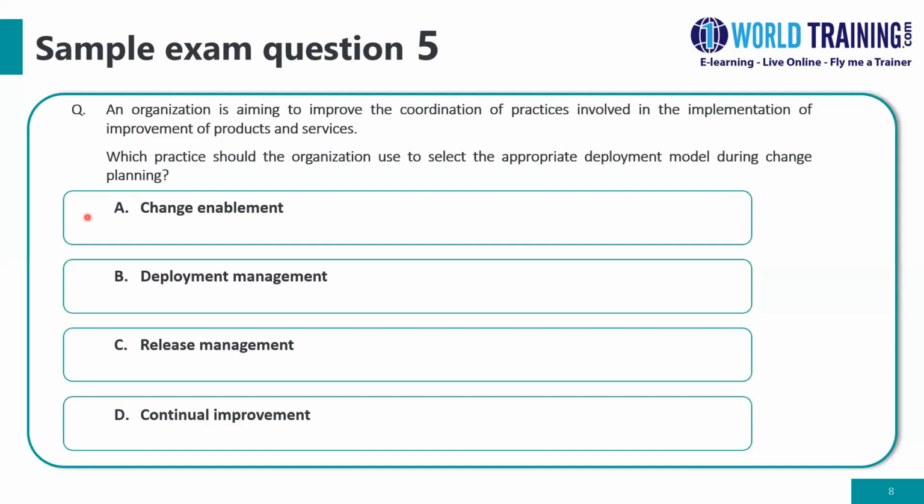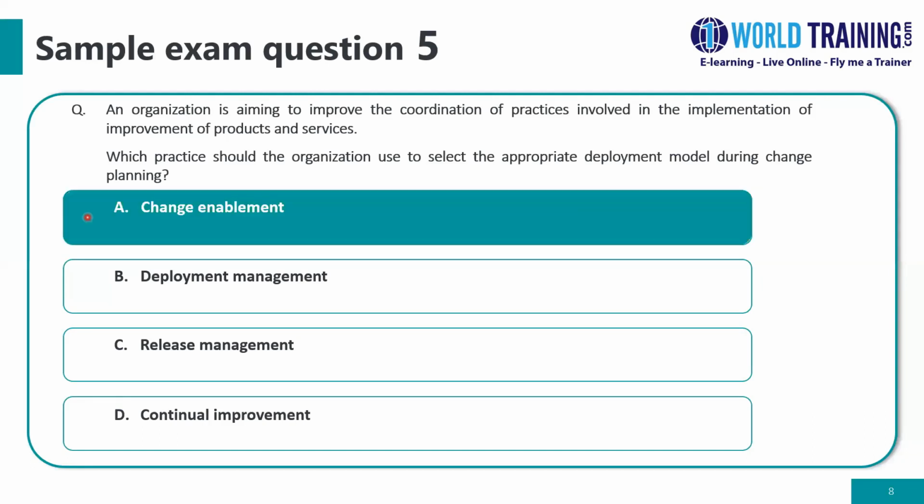So here it is important to acknowledge that the change enablement practice ensures the correct selection of a relevant deployment model, as well as the scheduling of the deployment phase of the change implementation and the acceptance of the deployment. Whereas the deployment management practice ensures that the valid deployment models are available and correctly executed when required according to the change plan and change schedule. Therefore, option A would be correct and not B.